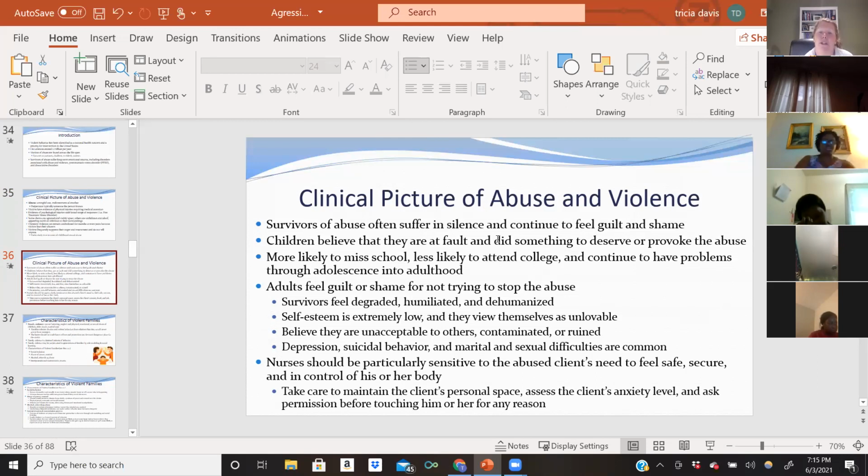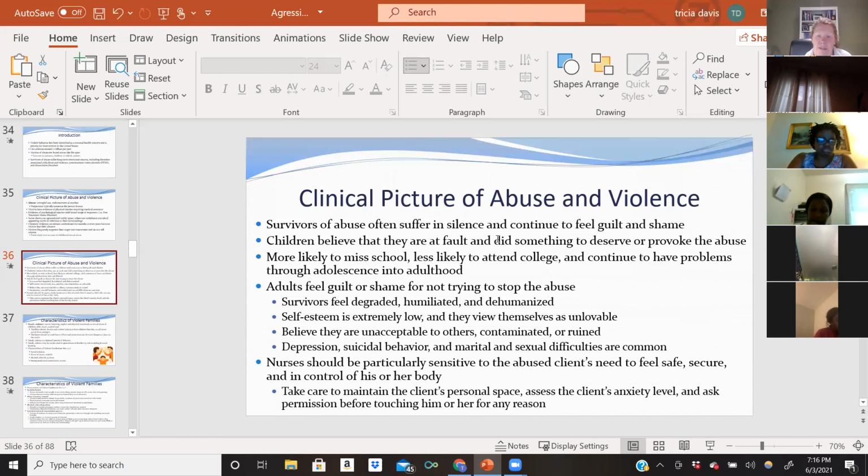Children that have been abused are more likely to miss school. They are less likely to attend college, and they continue to have problems through their adolescence that also extends into adulthood. Adults feel guilt or shame for not trying to stop the abuse.